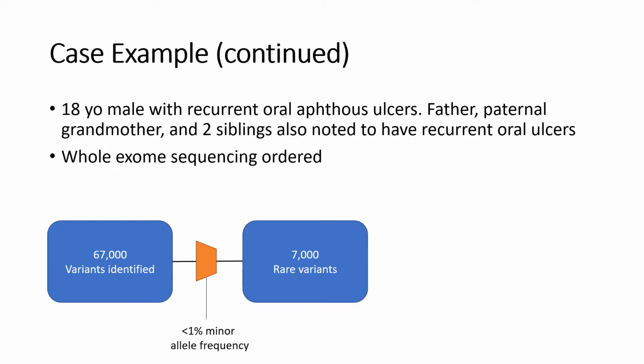So if we were to apply that 1% cutoff in our example case here, you can see that you've gone from 67,000 variants down to just 7,000. So that's a massive reduction already in the number of variants you might have to look at, but still 7,000 is really not feasible for us to manually review. So what might you do next?